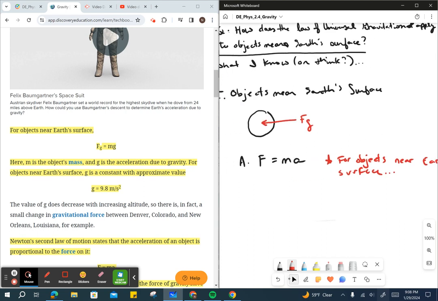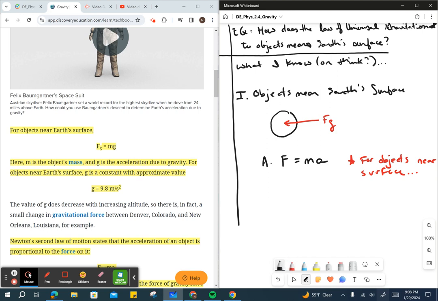dot, dot, dot. We could, in essence, write this equation as the force of gravity is the mass times the gravitational constant, okay, which would be, in this case, 9.8 meters per second squared. Okay, this is only for objects that are near Earth's surface.